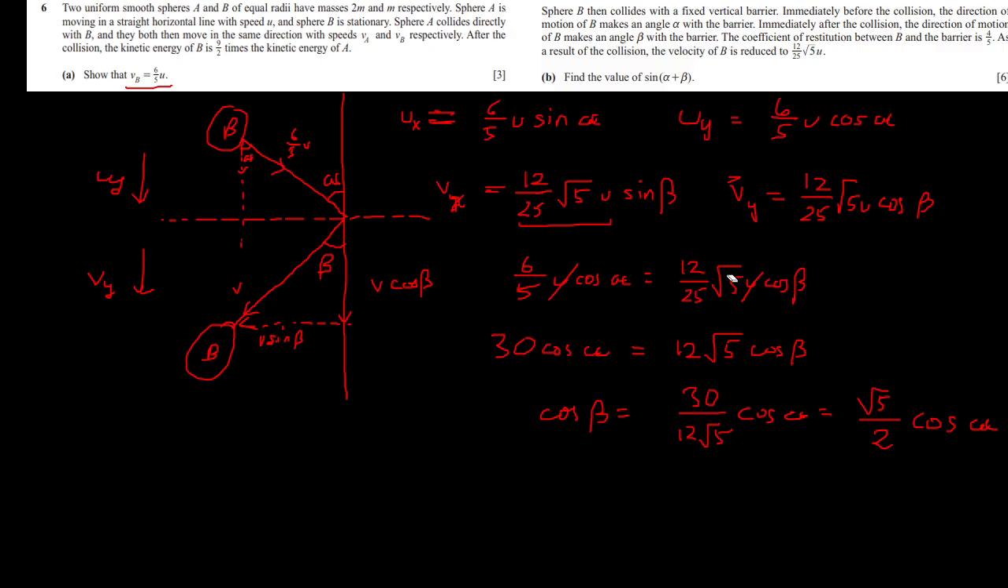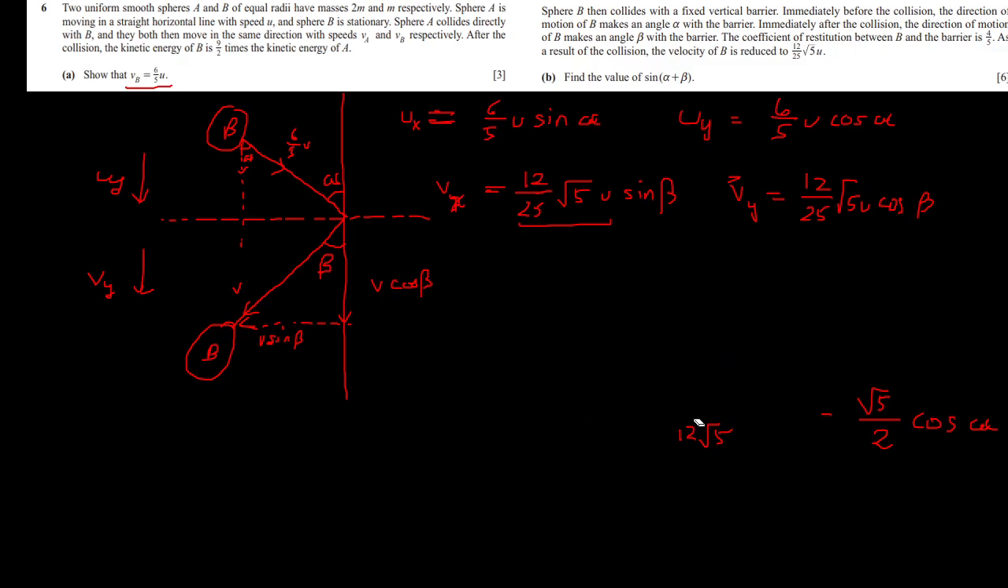To save some space, I'm just going to erase the working, but I hope you understood that the vertical velocities remain the same. So cos beta equals root 5 over 2 cos alpha. Now we have to consider the horizontal velocities.